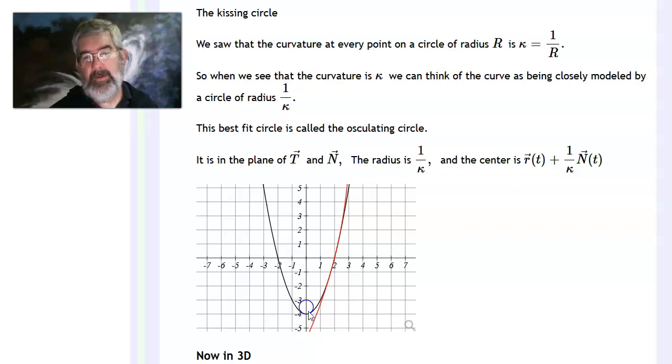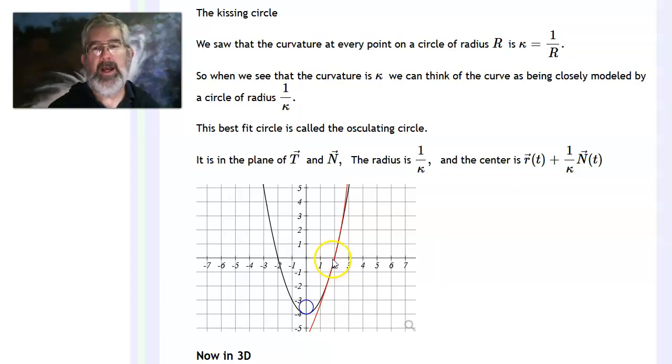So the unit tangent vector is pointing out this way in the positive x direction. The unit normal vector is pointed straight up the y-axis. So I went a distance of 1/2 in that direction, and I put my circle of radius 1/2. And you can see that that looks like a really pretty good fit for the curve right there at that point.